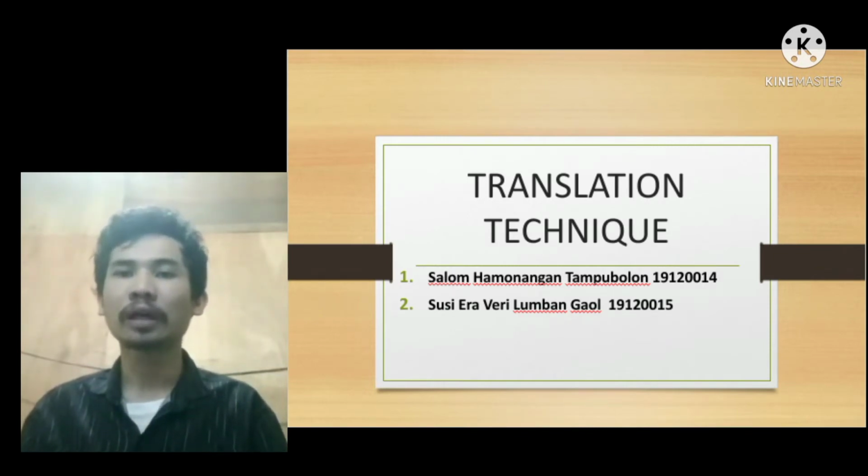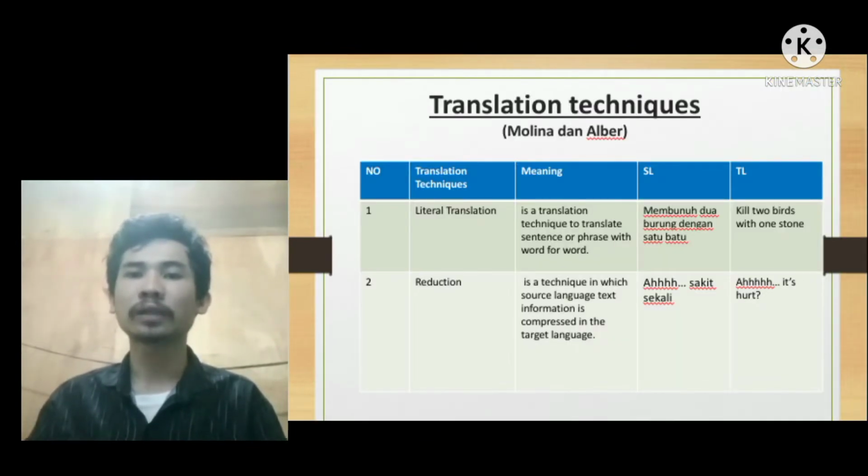So today, I with my friends are going to talk about translation techniques. In translation, there are 18 techniques. The first one is literal translation. Literal translation is a translation technique to translate a sentence or phrase word for word. The example of this technique: the source language is "membunuh dua burung dengan satu batu", and the target language is "kill one bird with one stone".